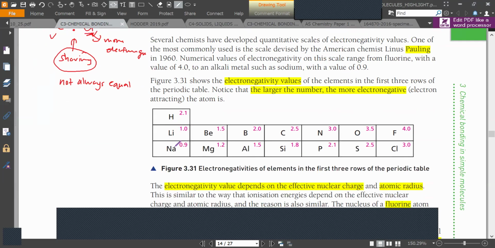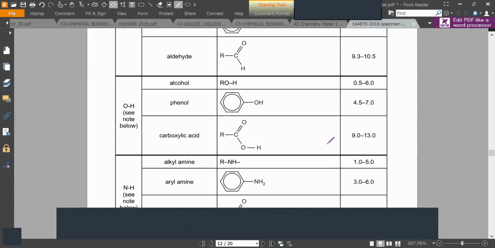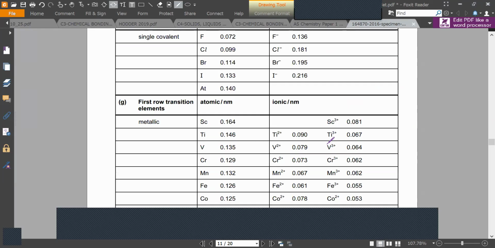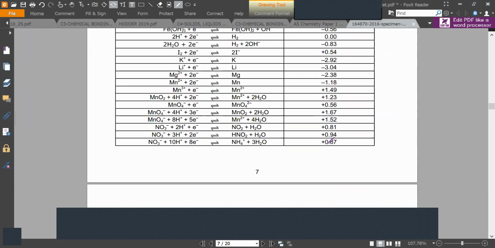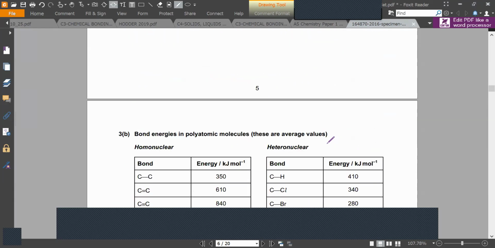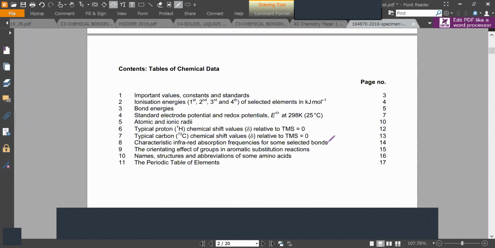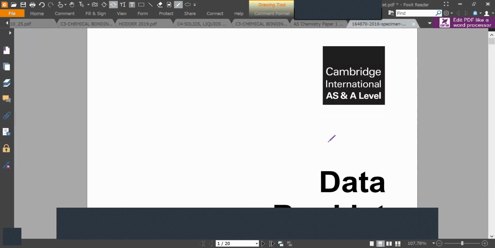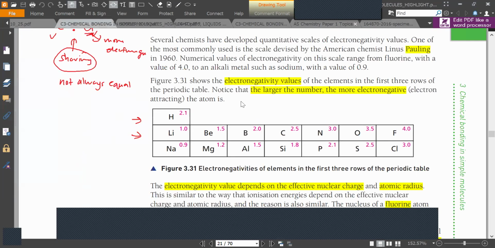Before that, in the data booklet, I think this information is given, so we don't really need to memorize it, but we need to know the trend of the electronegativity, and why it is like that. The latest version doesn't have it, so maybe we need to pay more attention.